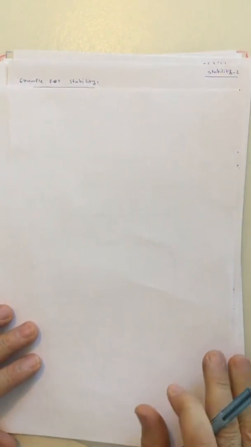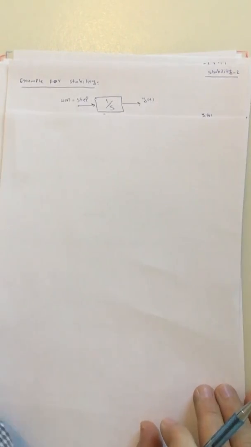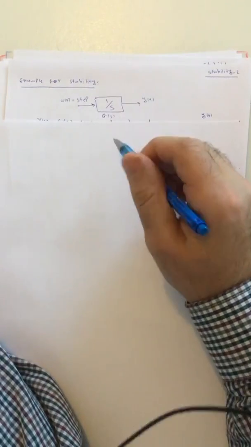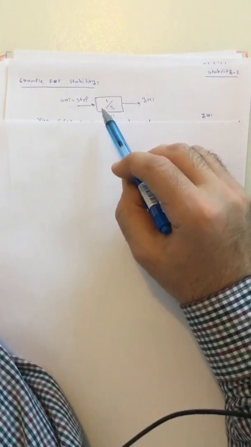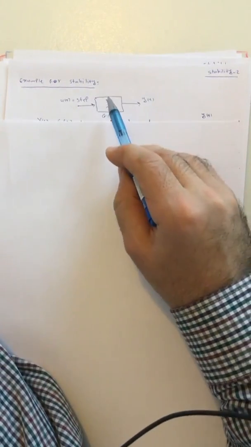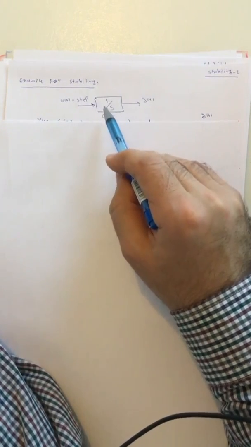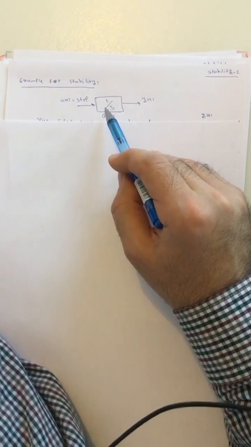So this was for the boundedness of a signal. Now we can see some examples for the stability of systems. The first example I have considered here is a transfer function 1 over s. I'm going to investigate whether this system is stable or not.